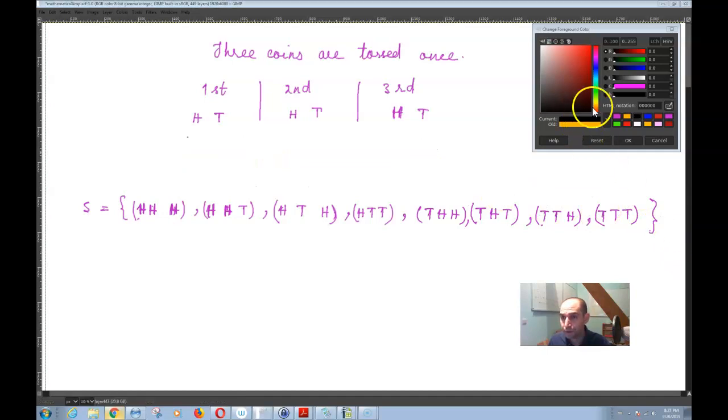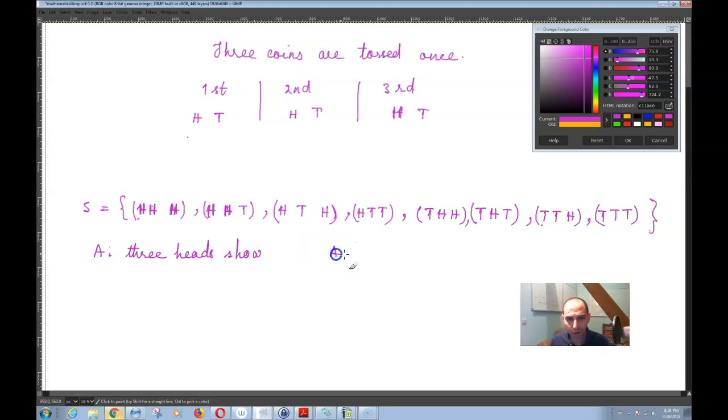And then what we need to do is look at a couple of events. We have event A, which is 3 heads show. A is equal to HHH, and that's the only member that this event has.